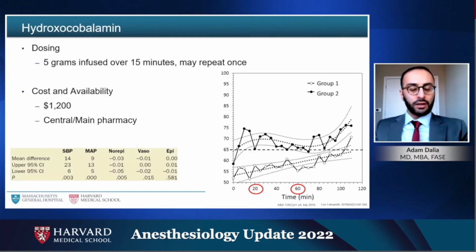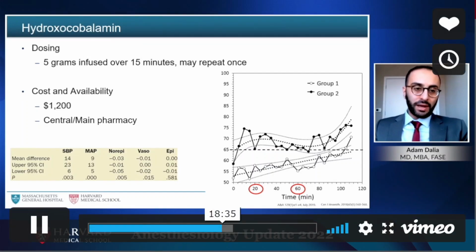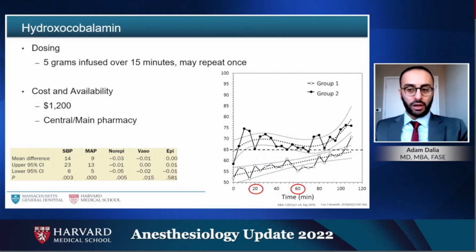In another examination of hydroxocobalamin, 3 patients received hydroxocobalamin, and they compared 30 minutes before and 30 minutes after hydroxocobalamin administration. As you can see here, there was a pretty robust mean difference in the MAP, almost an increase of 9 MAP points after hydroxocobalamin, with a reduction in your vasopressor doses.